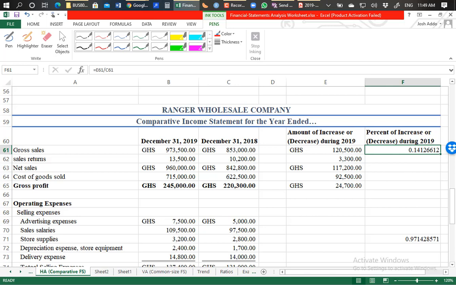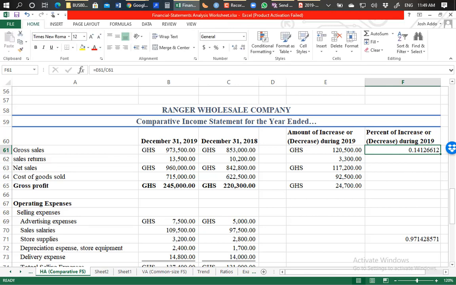It puts it in fraction first. You can click on it and go to your home tab and click on this percent symbol to convert it to percentage. So approximately 14% change. When you drag down, it will complete the rest for you in terms of percentage changes. So between 2019 and 2018, our gross sales increased by 14%.